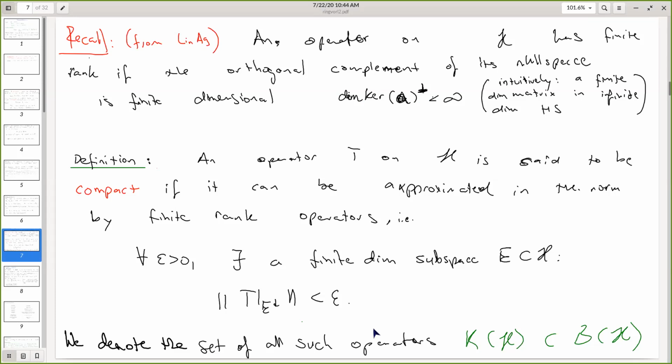And so an operator on a Hilbert space is said to be compact if it can be approximated in the norm by finite rank operators. So for all epsilon bigger than 0, there exists a finite dimensional subspace E, that is a subspace of H, such that the norm restricted to the orthogonal complement of E is less than epsilon. And we denote the set of all such operators as K(H), the set of compact operators, which is a subset of the bounded operators.